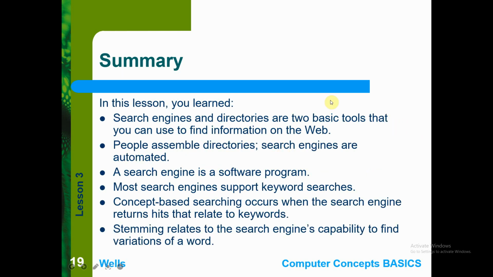So to summarize, search engines and directories are two basic tools that you can use to find information on the web, whether for your specific use or any other nga sa class related or sa inyo nga mga school related nga research. So people assemble directories and search engines are automated. So basically it is a software program that functions by checking, to kanina, no? When you type in a keyword, it will search for a result, the spider will look for it and put out a list of search results which are related to that keyword or phrase or group of keywords.